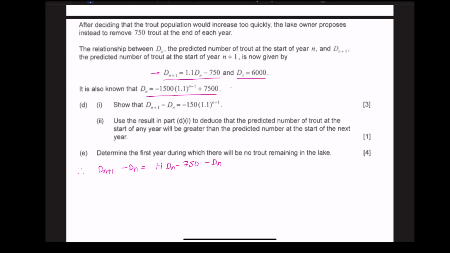I'm just doing minus dn on this equation, right? So my left side is sorted. The right side would be 0.1 dn minus 750. And for dn, I can use this equation. I can just substitute this equation instead of dn.